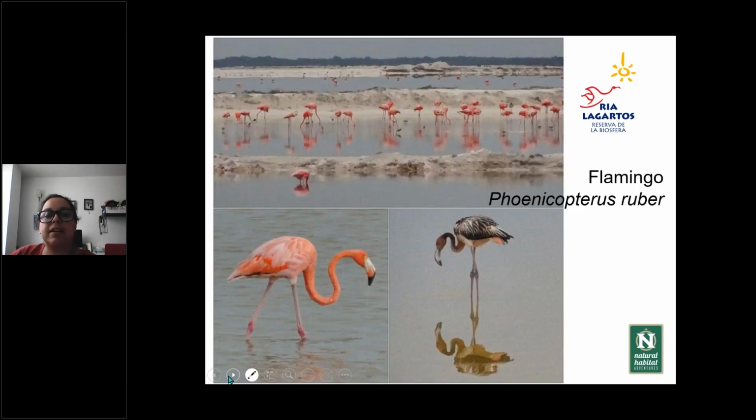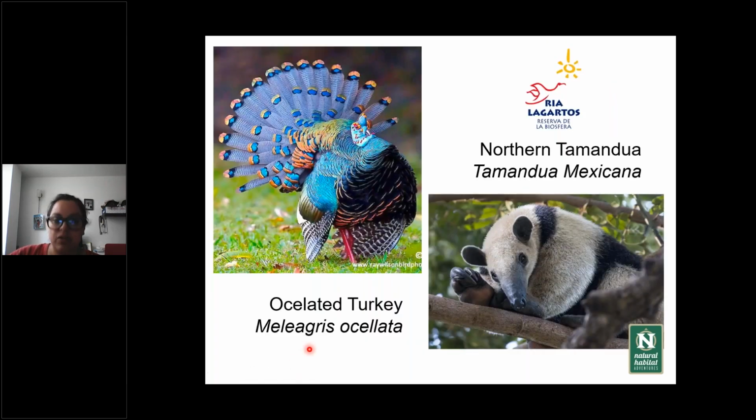But both Las Coloradas and Ria Lagartos are home for the flamingo, the Caribbean flamingo. And as you can see, the flamingos are right here feeding by the salt area. You can see all the salt dunes and the white sand dunes, and they are feeding all around the place.